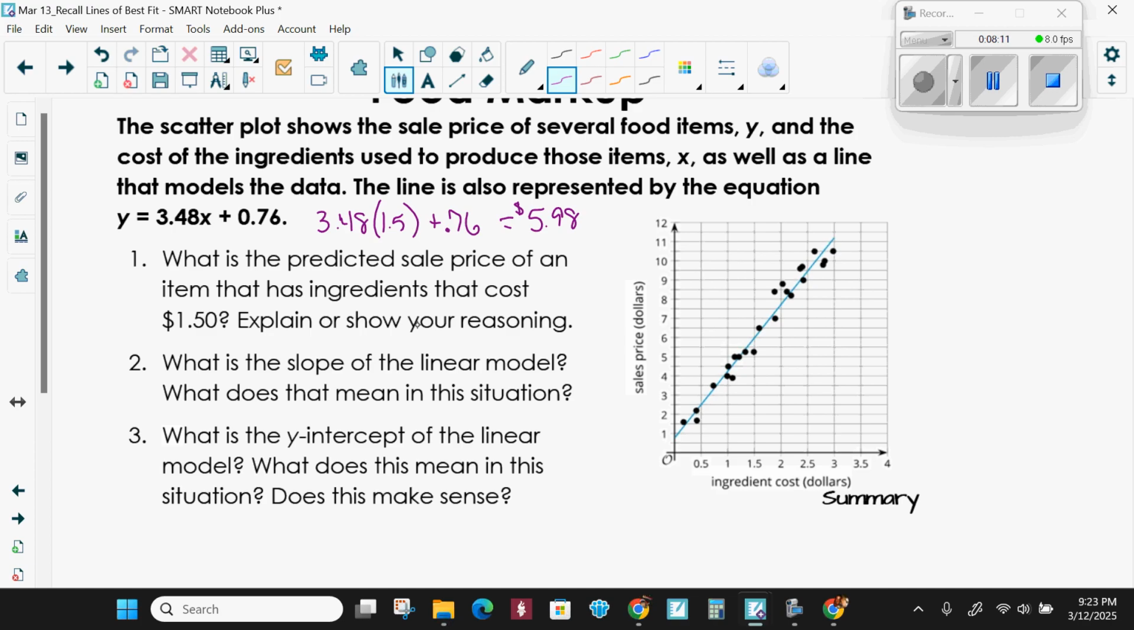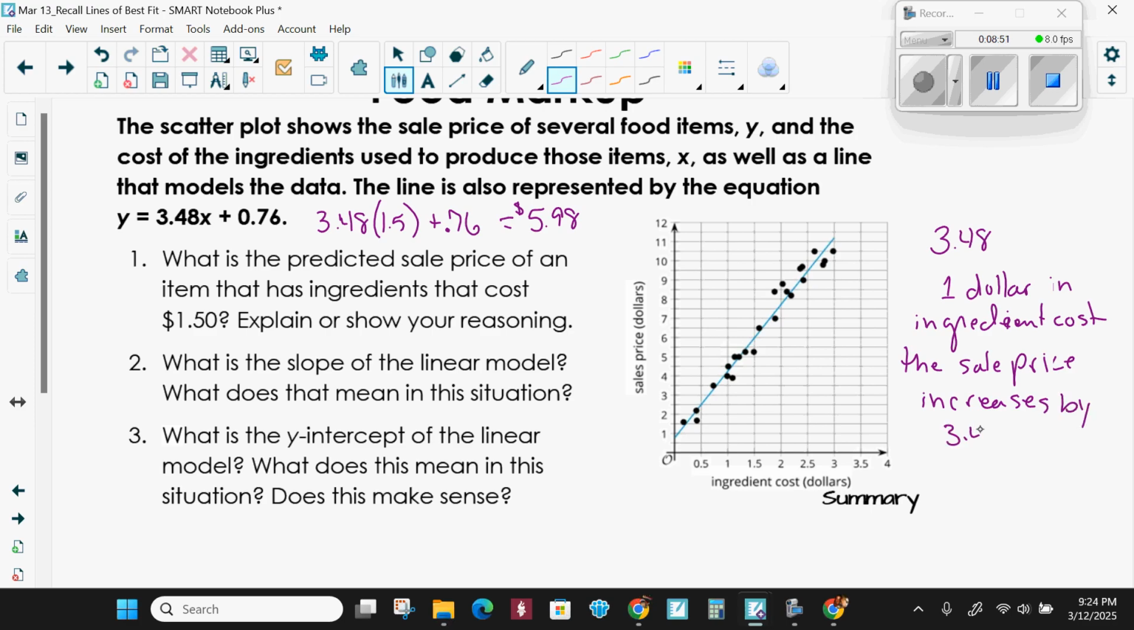So the next one says, what is the slope of the linear model and what does it mean? Well, the slope is $3.348, so that means for every $1 in ingredient cost, the sale price increases by $3.48.